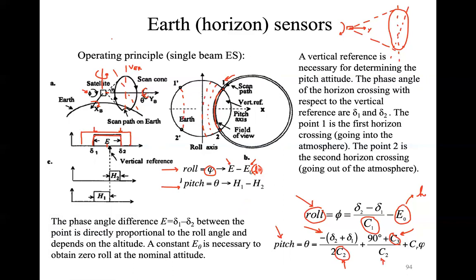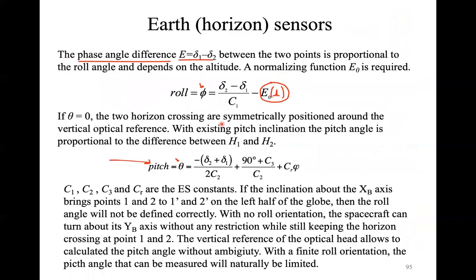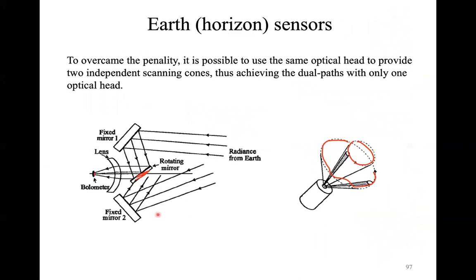So the main problem that we've seen is that you have three variables, phi, theta, and E0, but you have only two measurements. That's the reason why yesterday we introduced the dual scanning sensor, which has the advantage of two independent Earth horizon sensors, but is also only one single instrument. That means you have only one sensor unit that gives you the possibility to scan two independent regions of the Earth.